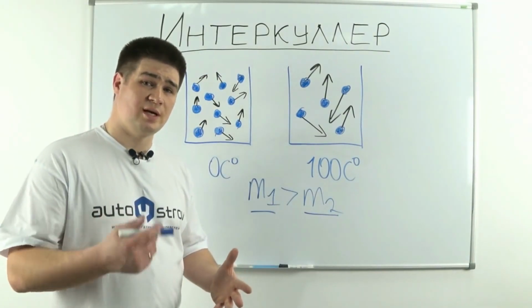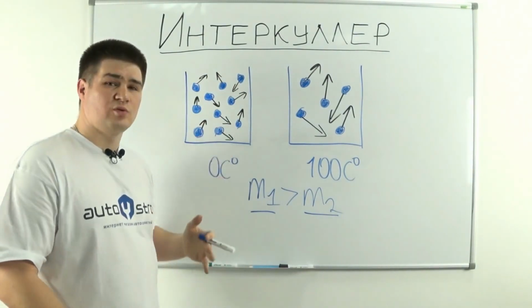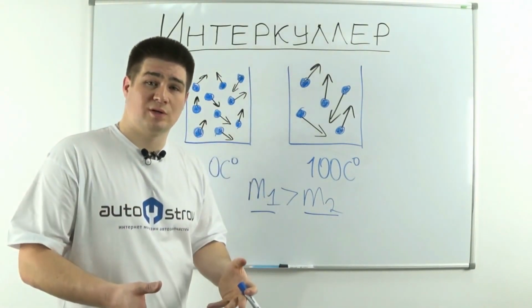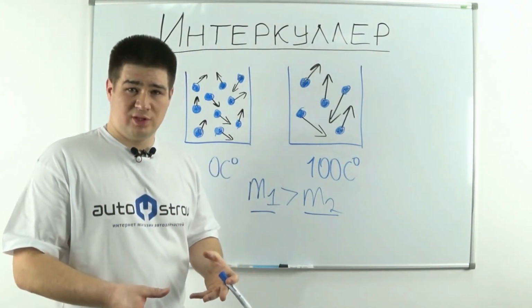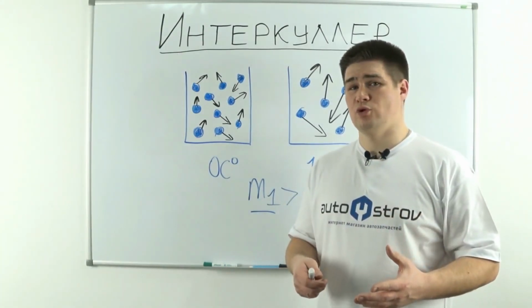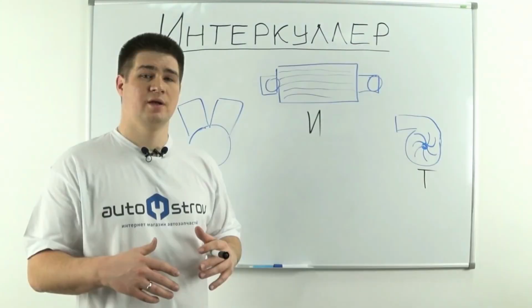As for the internal combustion engine, it turns out that when the intercooler cools the air, more air molecules enter the engine. And if more air molecules enter the engine, then more of the air-fuel mixture burns and the higher the engine power. When using an intercooler, engine power can be increased by as much as 20%.